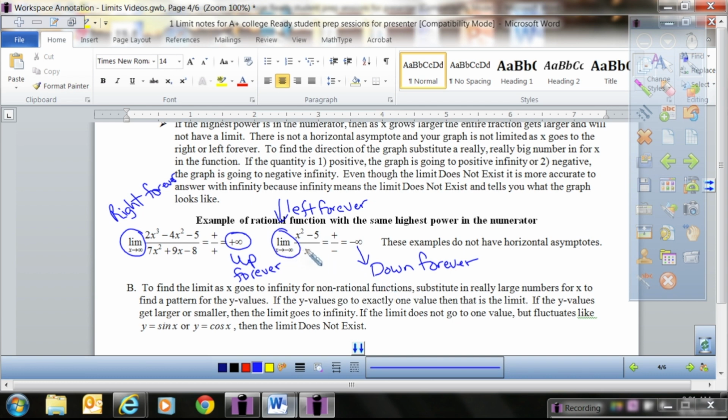If the highest power is on the top and the bottom, then the coefficients tell you what your limit is. If the highest power is on the bottom, then the bottom gets bigger until our fraction gets smaller, going to 0. And if the highest power is in the top, then it's going to take off and go either up forever or down forever. And the last thing you want to talk about is what happens if you go to infinity and it's not a rational function, like it's e^x or it's a polynomial or whatever.